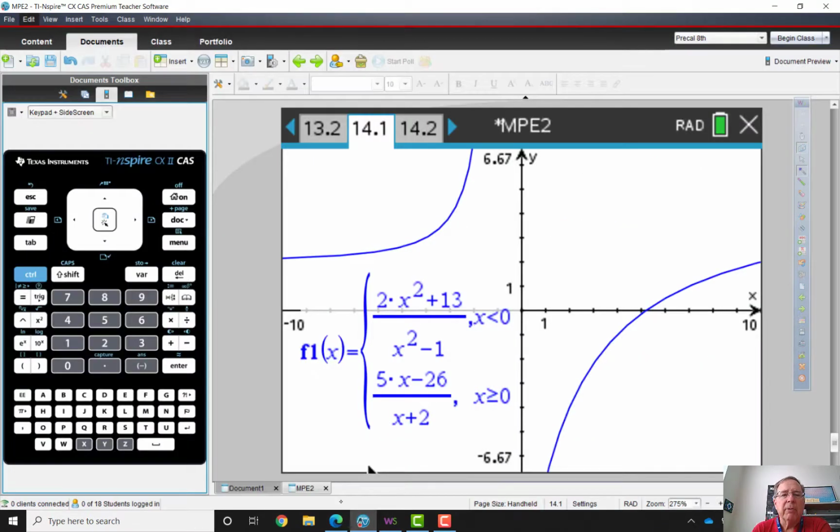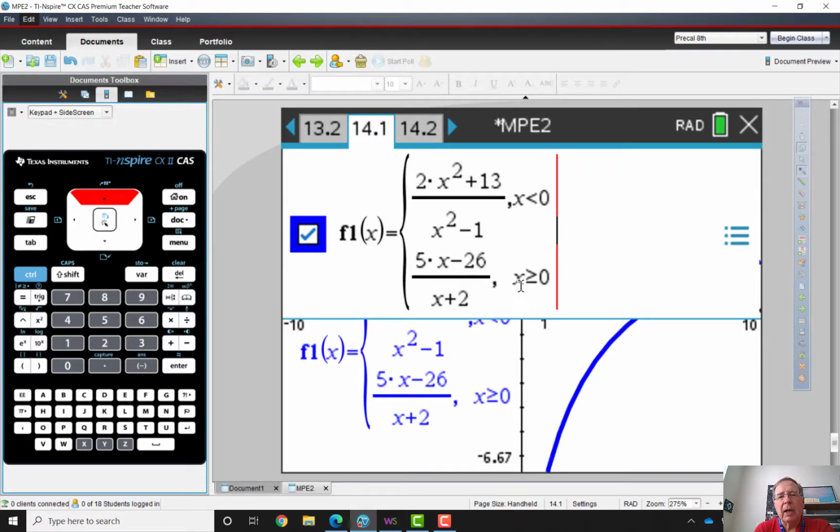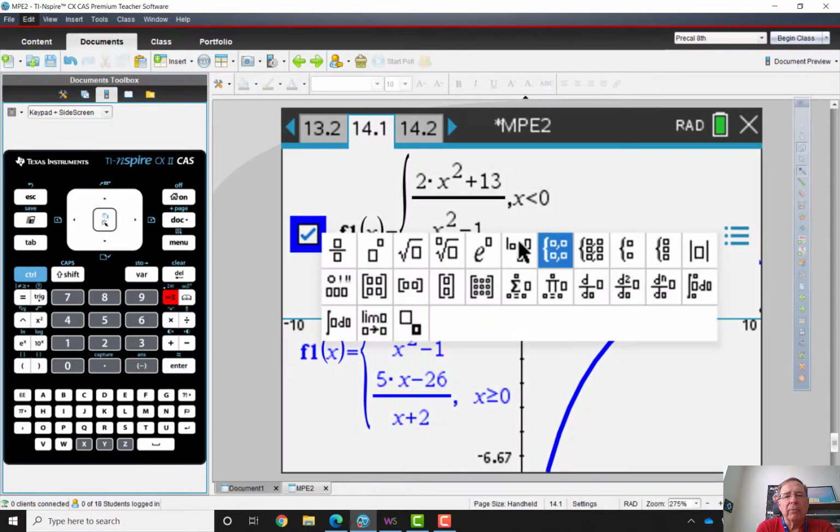And also, I'm going to check this with the calculator. So I've actually entered the piecewise function here. And if we go look at the actual entry line here, if you go to the palette of math, this is a two-part piecewise function, and this is an n-part piecewise function. So this is how you would enter it.